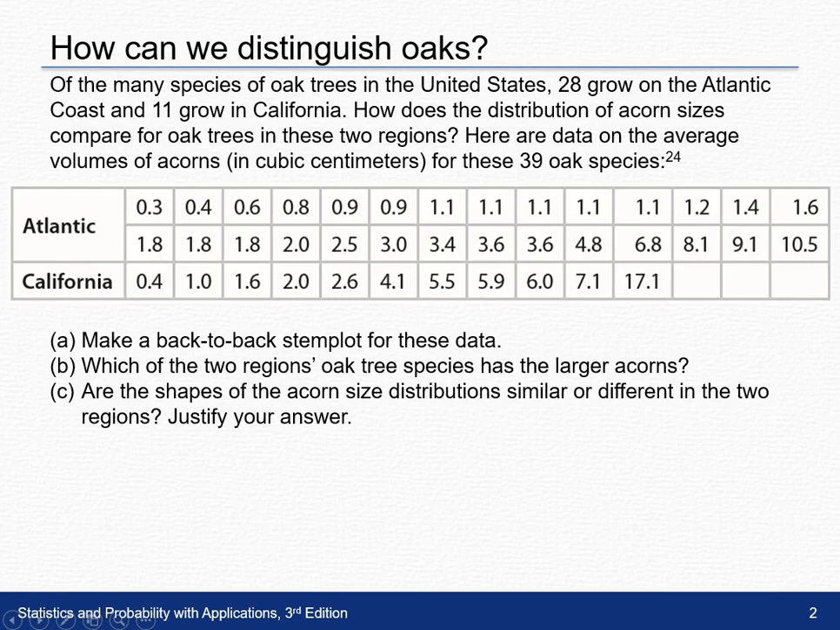We're asked to, in Part A, make a back-to-back stem plot for these data. In Part B, which of the two regions' species has larger acorns? And in Part C, are the shapes of the acorn size distributions similar or different?